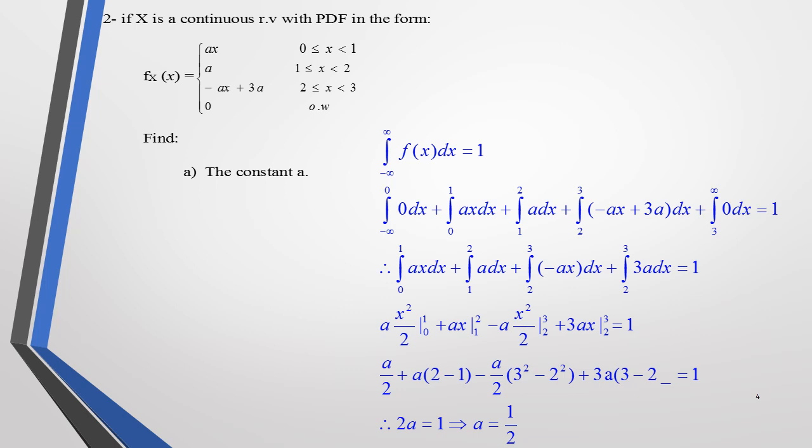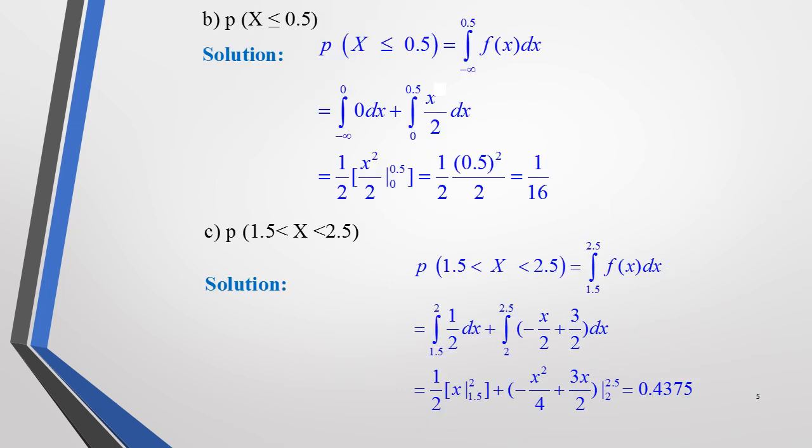B. We want to find the probability that x takes on a value less than or equal to 0.5. We can find this probability using integration. First, note that the PDF is equal to 0 if x is less than 0. So we are going to integrate x/2 from 0 to 0.5. This is equal to half times x^2/2 evaluated at 0 and 0.5, which is equal to 1/16.